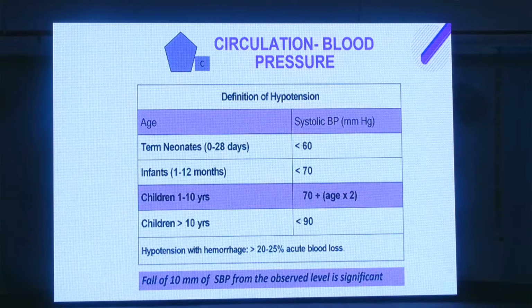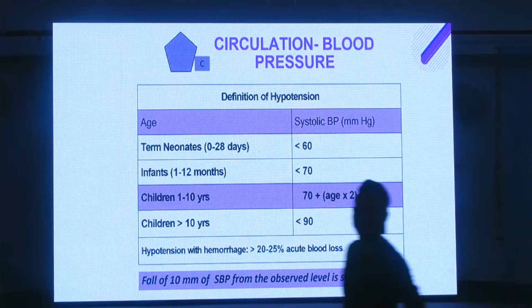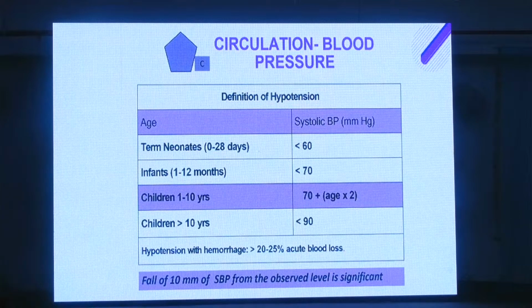When we talk about hypotension, in term neonates, 0 to 28 days, it's less than 60. In infants, it is less than 70. In children 1 to 10 years, it's 70 plus age into 2. If you want to call it, then you have to know the normal values. In children more than 10, it is less than 90.